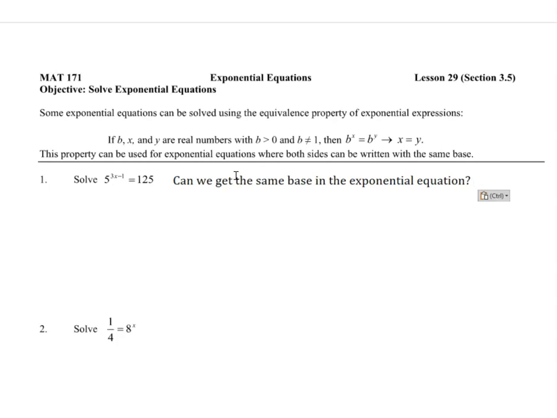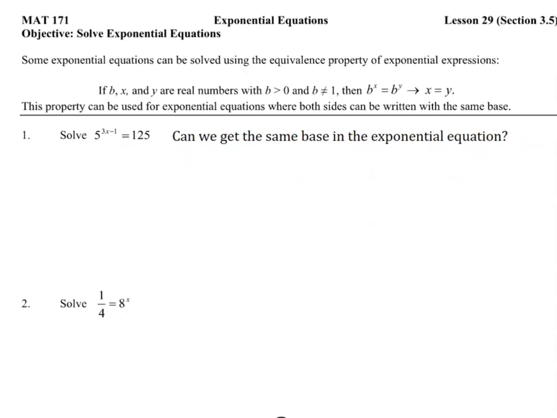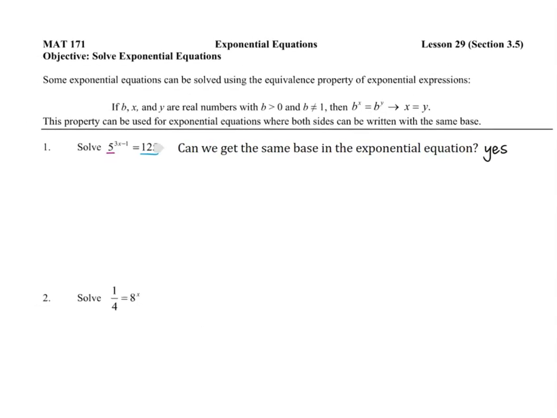So starting example 1, we have 5 raised to the 3x minus 1 is equal to 125, and we ask ourselves, can we get the same base? So between the bases of 5 and 125, can I rewrite one or both of those numbers so that I see the same base? And the answer is yes. We can use a base of 5. So the left side of the equation already has a base of 5, so I'm not going to change anything there. But on the right side of the equation, instead of writing 125, I'm going to instead write 5 to the third power, because 5 to the third power is 125, and now we have the same base.